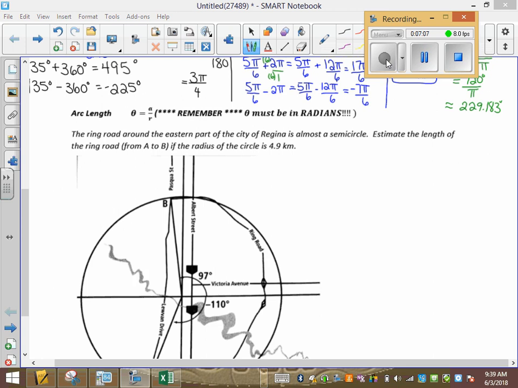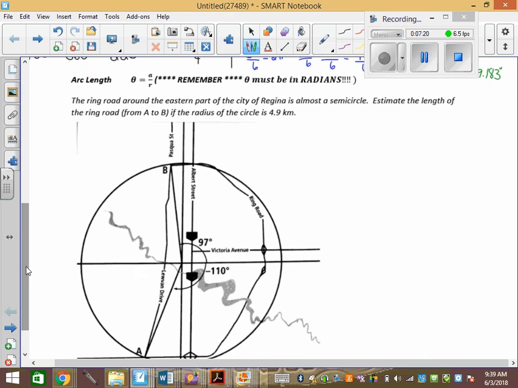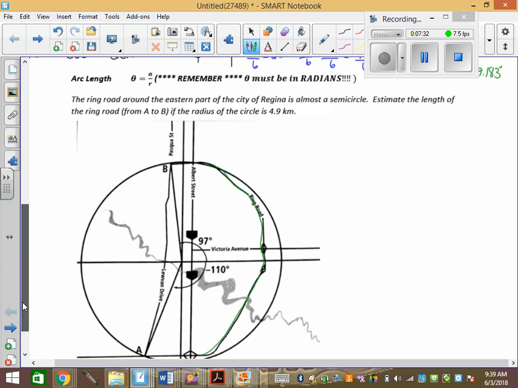But what you do need to remember is that theta has to be in radians. If it's in degrees, you have to convert it. If they want the answer in degrees, you're going to get an answer in radians, and you're going to have to convert it. So we have a question here. The ring road around an eastern part of the city of Regina is almost a semicircle. Here's the ring road. Almost a semicircle. Estimate the length of the ring road from A to B.